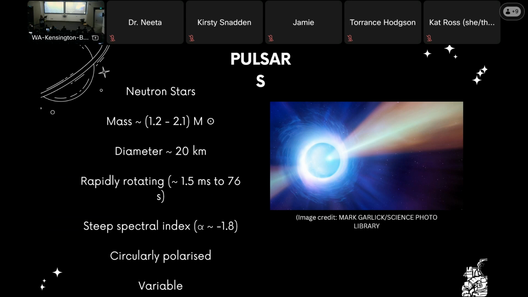So some of the properties of pulsars that we focus on in this work are mainly spectral index, circular polarization, and variability. However, in this talk, I will mainly talk about the spectral index aspect of these objects.